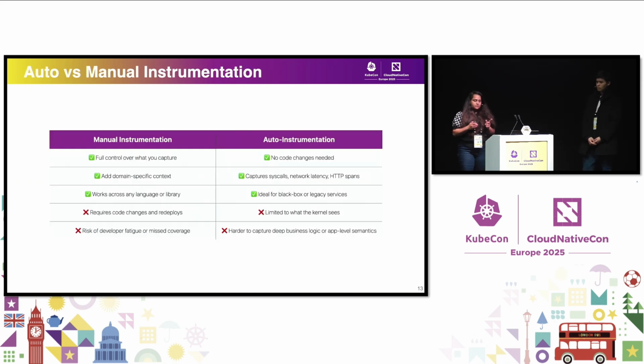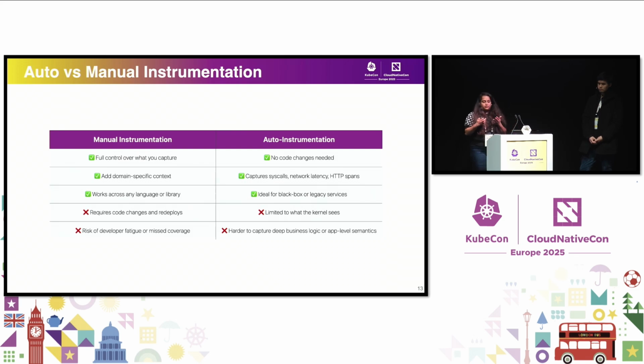So let's quickly talk about auto instrumentation versus manual instrumentation. Manual instrumentation is good. The advantage is that because you are the domain expert and you have full control of what you capture, you can add a lot of domain context into the exemplars that you're extracting. And this just means that you have more depth of information in the exemplars. And they can also work across many languages or libraries.